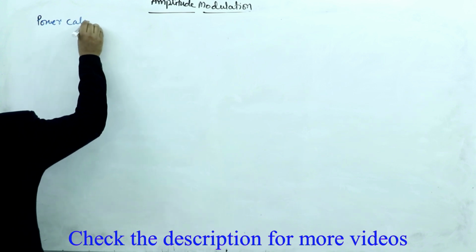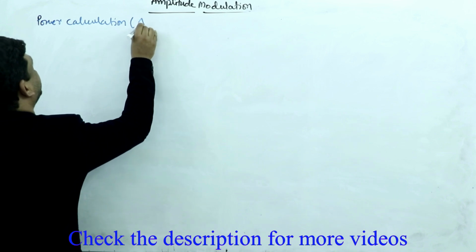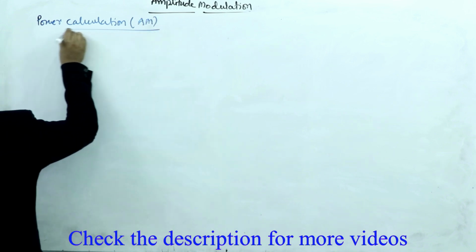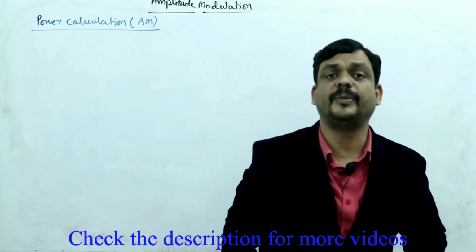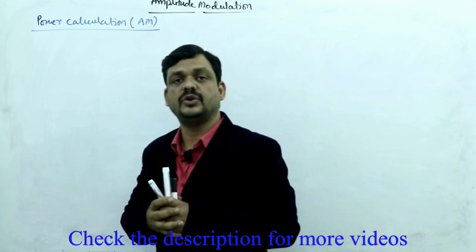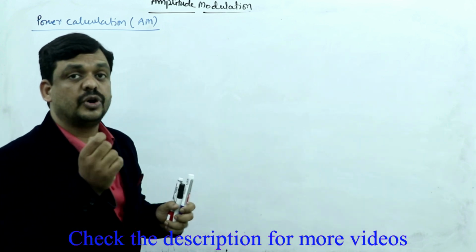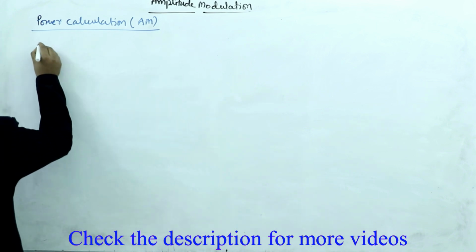Power calculation. Power calculation of which modulation? AM modulated signal, right? To find out the power calculation, how much power is required to transmit an AM modulated signal, first of all we have to write the AM modulated signal equation, that is the functional representation. Now I am writing that equation.